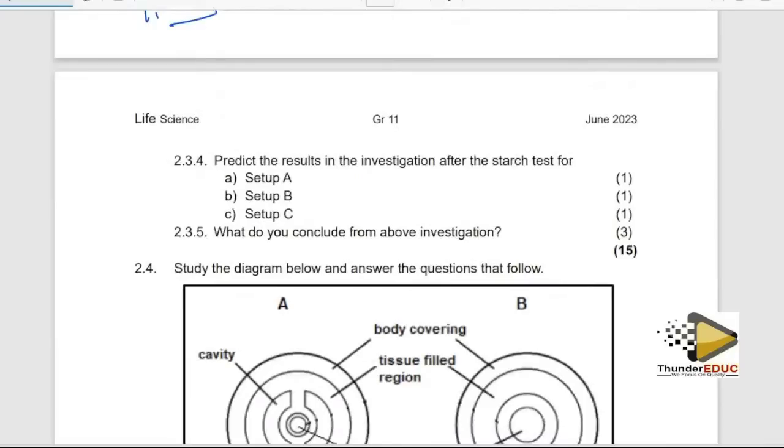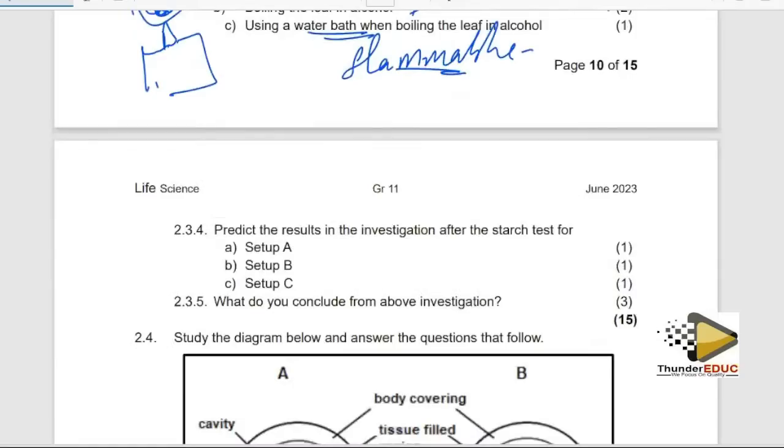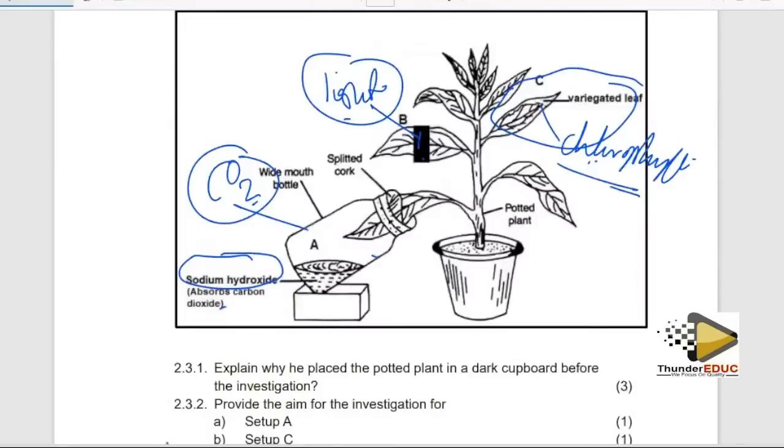Predict the results of the investigation after the starch test. After the starch test, what happens? Starch test for A, B, C. Here there is no carbon dioxide, meaning that the part which is inside will remain brown or yellow, depending on the concentration. While this one which has carbon dioxide from the atmosphere will be blue black.